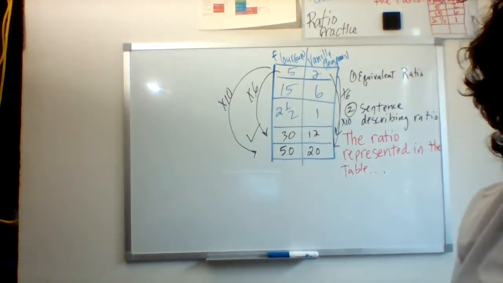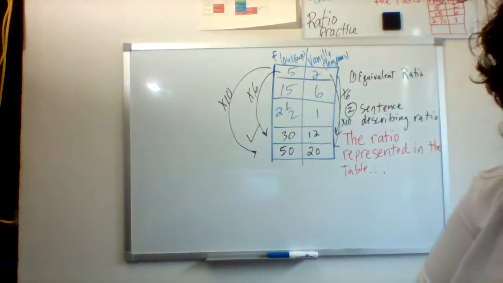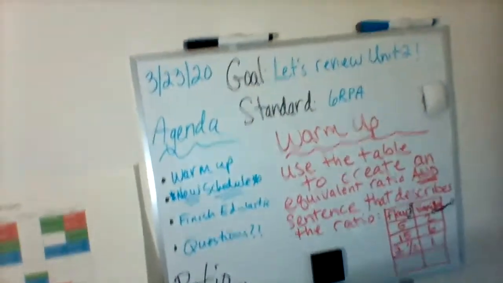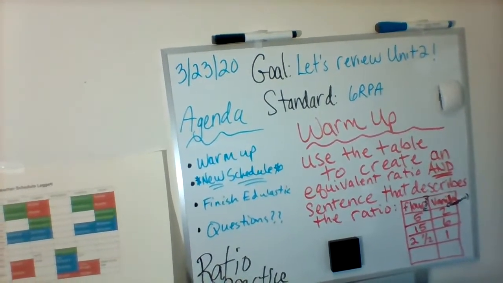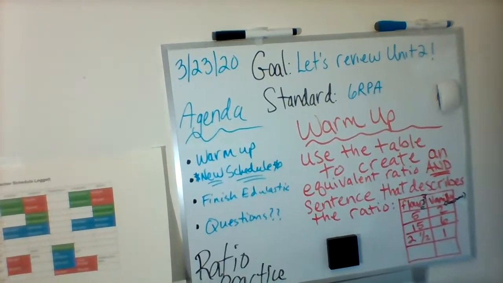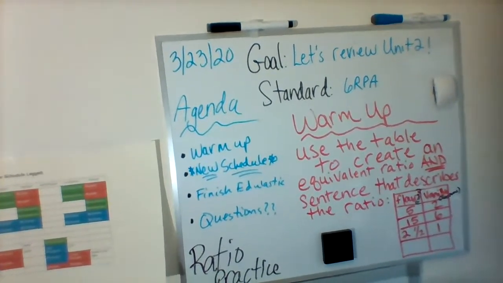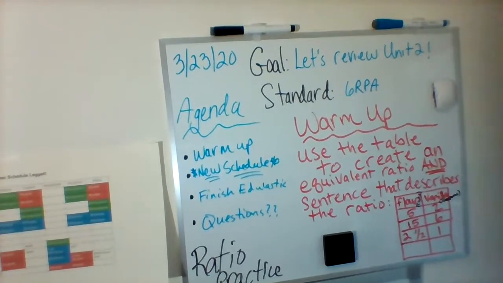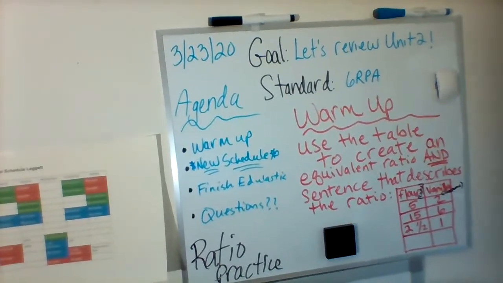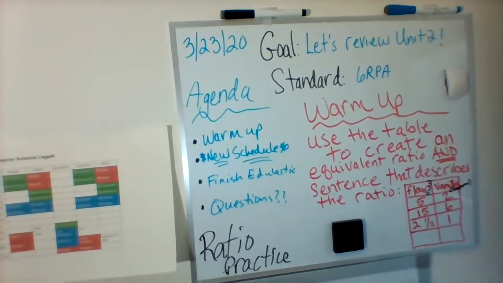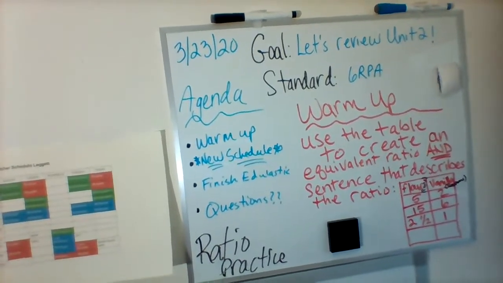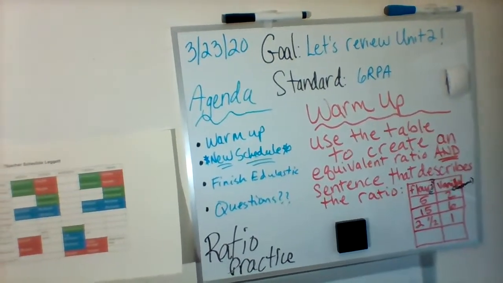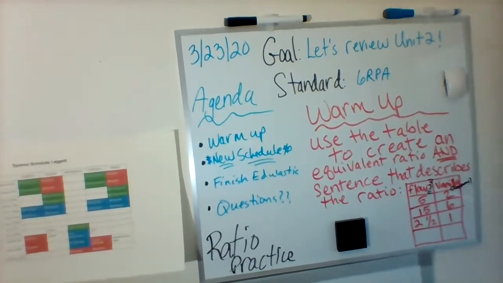And the warm-up, here, I'll show you guys the agenda again. We're going to start with the warm-up. We're going to talk about our new schedule because it's stressing us all out. And it's really not that big of a deal. We're going to be okay. We're going to survive the new schedule, just like we're surviving our remote learning. And that's the warm-up. There's a table of a ratio shown. You had to supply an equivalent ratio and then an English sentence written to describe the ratio shown.